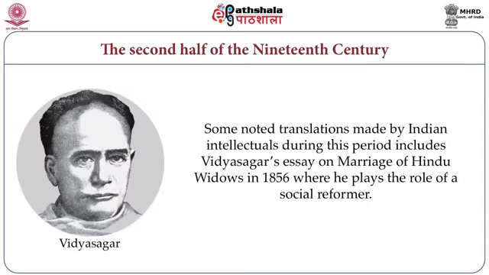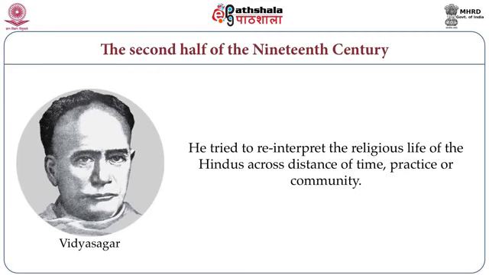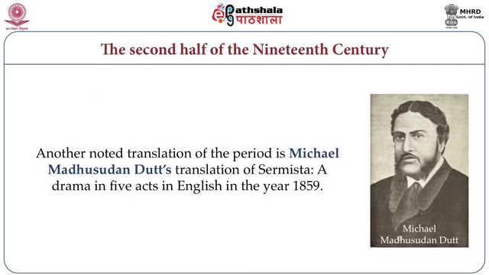Some noted translations made by Indian intellectuals during this period include Vidyasagar's essay on the marriage of Hindu widows in 1856, where he plays the role of a social reformer. He tried to reinterpret the religious life of the Hindu across distance of time, practice or community. Another noted translation of the period is Michael Madhusudan Datta's translation of Sharmishtha, a drama in 5 acts, in English in the year 1859.